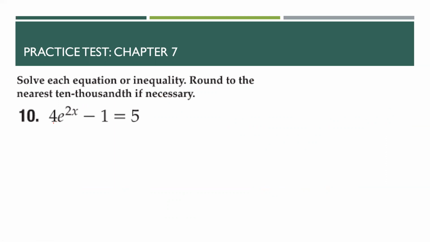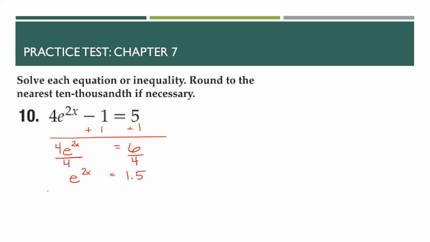So here we have 4 times e to the power of 2x, and this is all minus 1 equals 5. So first thing, we want to get this minus 1 to the other side of our equation here. So now we've got 4 e to the power of 2x is equal to 6, okay? Then we're going to divide both sides by 4. So we've got e to the power of 2x is equal to, when you simplify this, ends up being 1.5.